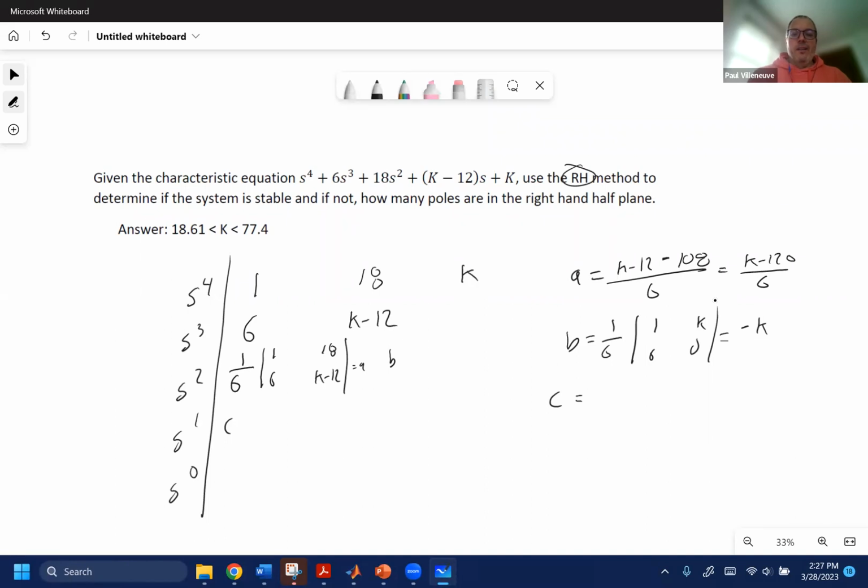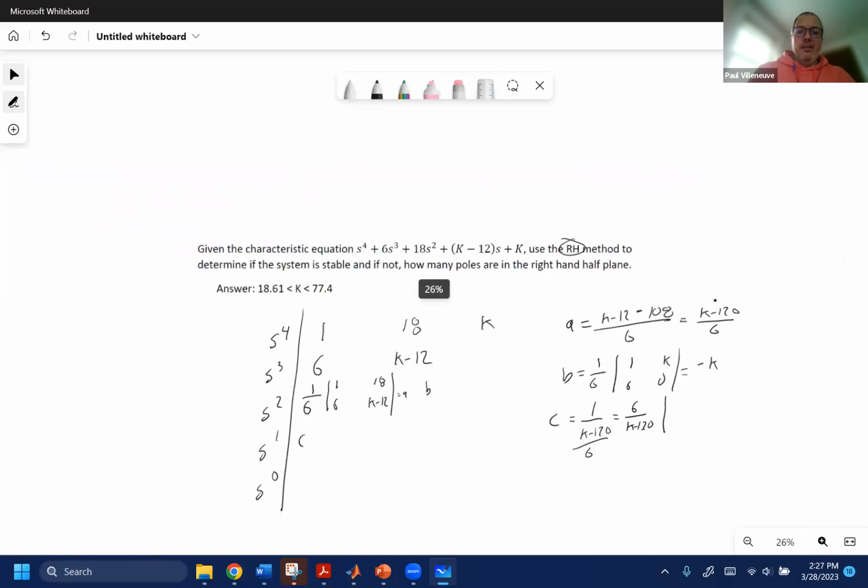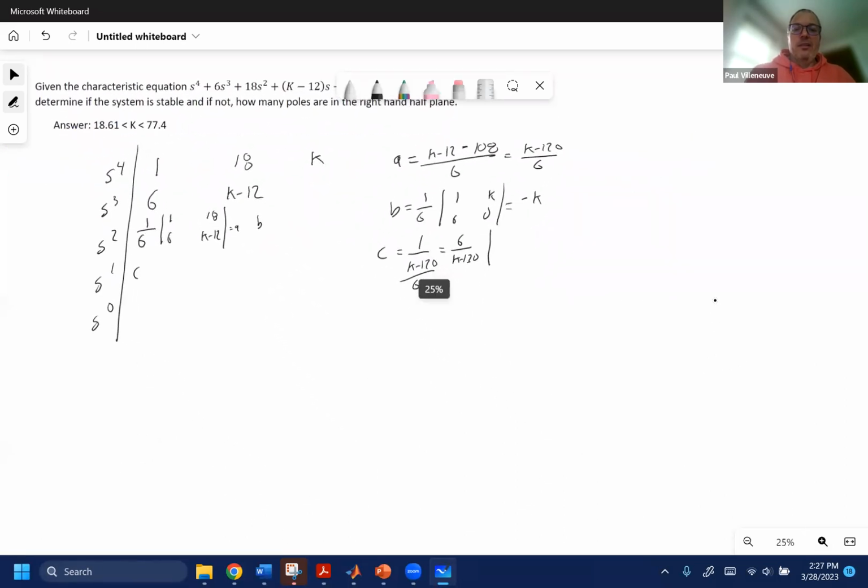Okay. So C now is going to be equal to, so I'm going to be using this term here, 1/(K minus 120 over 6), which really becomes 6/(K minus 120), times the determinant. So I have 6 and K minus 120 over 6. And then this is K minus 12.